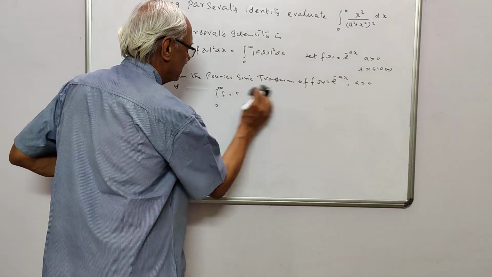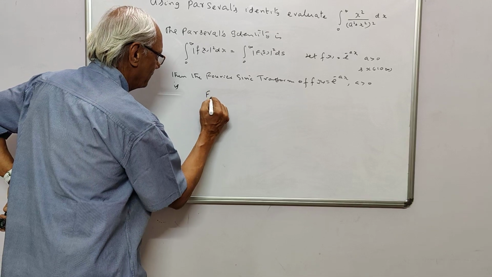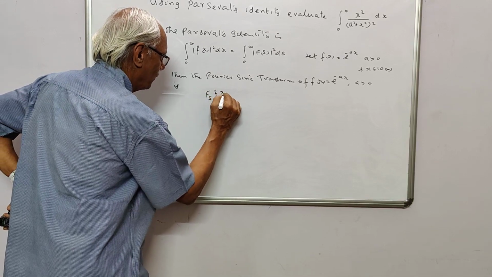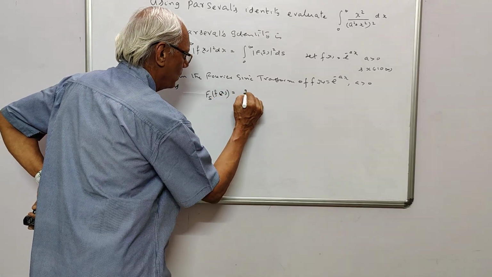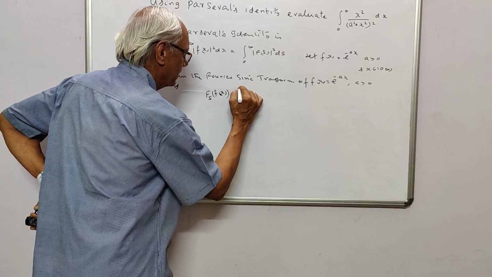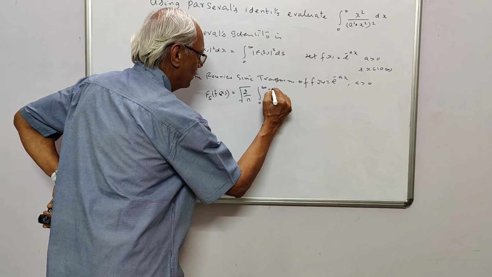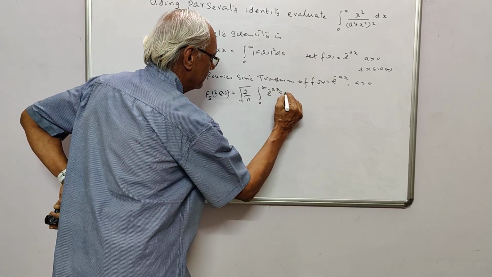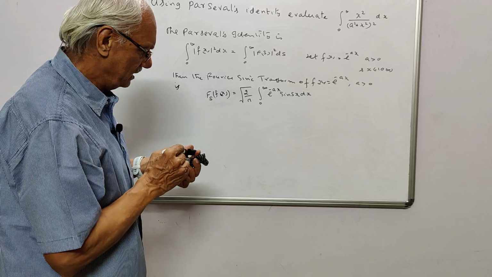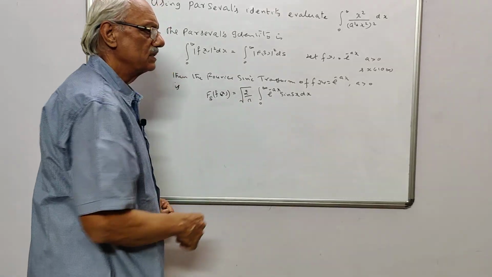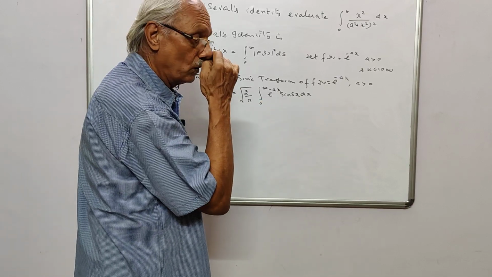Actually, I will write it in this form, F_s of f of x. This is how I must write. So this is equal to 2 by pi into integral of 0 to infinity e to the power of minus ax into sine sx into dx. So this is the definition of a Fourier sine transform, and you see that this is a well-known integral.